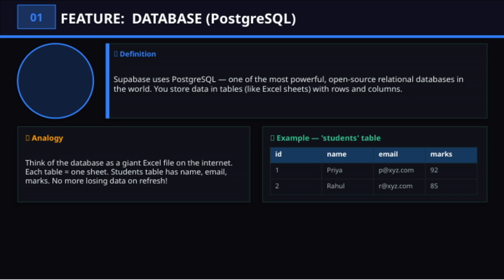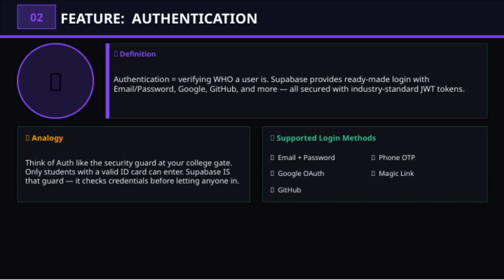All right, let's talk about the different ways users can authenticate with our system. On this slide, we see several options: a magic link, phone OTP, GitHub, Google OAuth, and email plus password. These are all supported login methods that make it easy for users to sign in securely. Think of authentication like the security guard at your college gate. Only students with a valid ID card are allowed in. Supabase acts as that guard. It verifies credentials before letting anyone in.